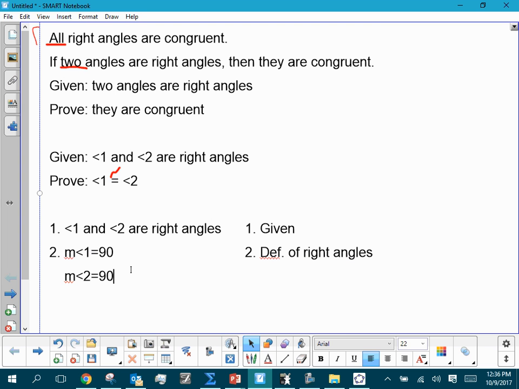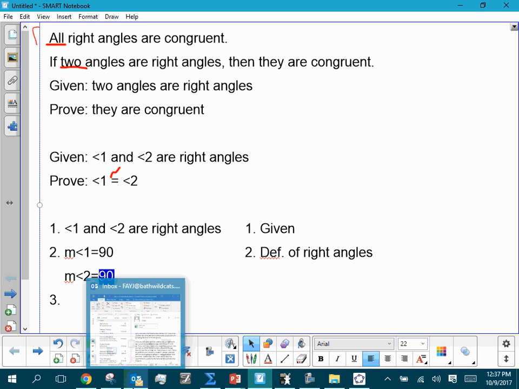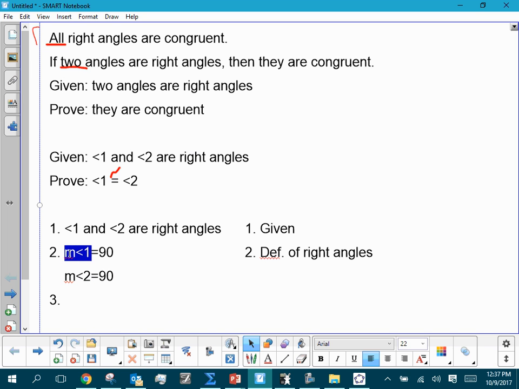All right. Now here's the idea. If I have measure of angle 1 equals 90, can I take that 90 right there and replace it with that measure of angle 1? Or vice versa? Wherever I see maybe 90 up here, I can replace it with measure of angle 2, right? Those things are equal. So I'm going to say measure of angle 1 is equal to measure of angle 2.